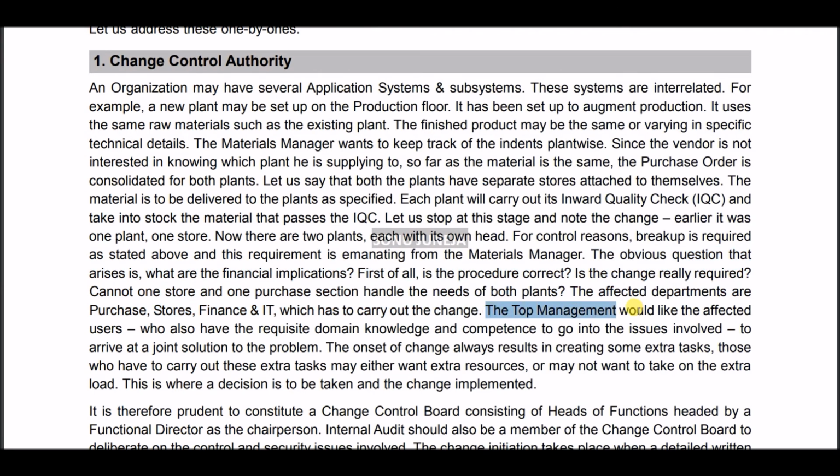The top management would like the affected users, who have the requisite domain knowledge and competence, to go into the issues involved and arrive at a joint solution to the problem. The onset of changes always results in creating some extra tasks. Those who have to carry out these extra tasks may either want extra resources or may not want to take on extra load. This is where a decision has to be taken on the change to be implemented.